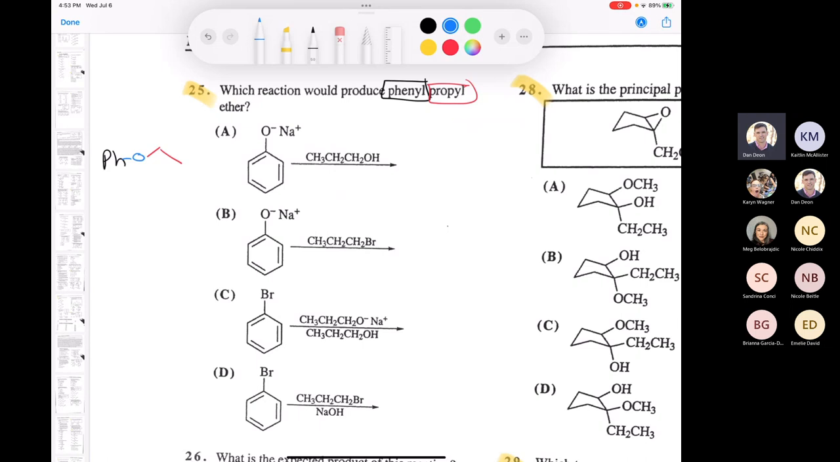Okay, that's kind of an ugly drawing, so let me redo it. So we have phenyl propyl ether. Did I not have enough carbons on there? I don't know. So 1, 2, 3. There we go. Phenyl propyl ether. Which one of these is going to give us phenyl propyl ether?